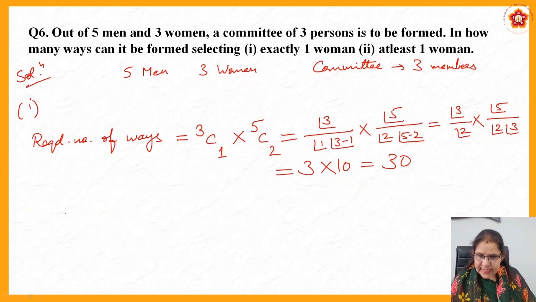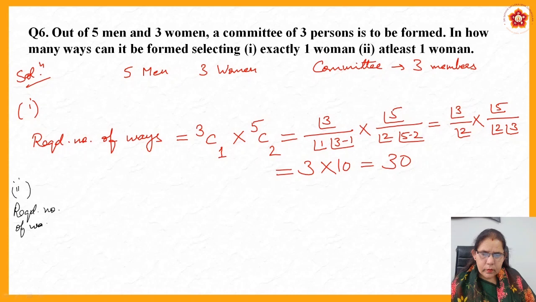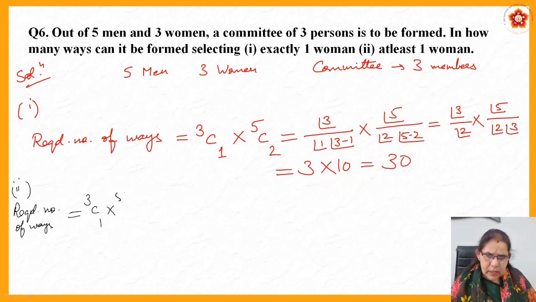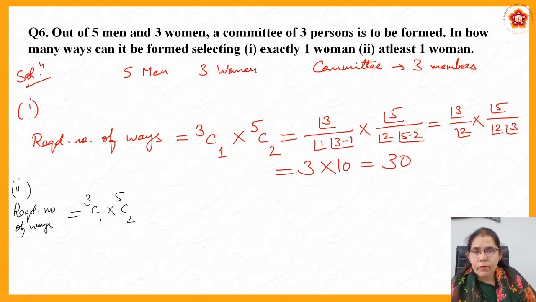Now let us look at the second part of this question. In the second part of the question, at least 1 woman is there. At least 1 woman. That means there can be more than 1. So we'll write it this way. First one is the same as it was earlier, only 1 woman. So 3C1 into 5C2. If 1 woman we have chosen, so 2 men will be there.